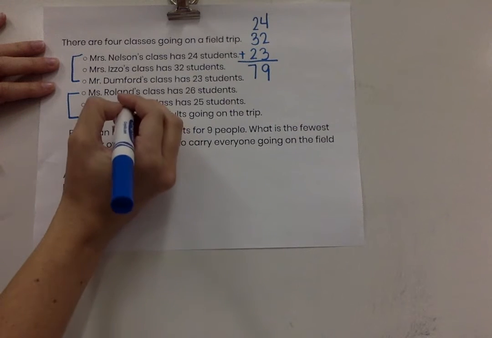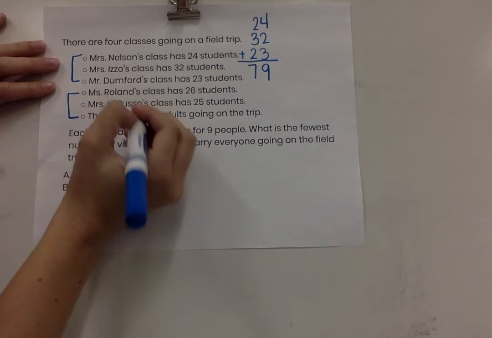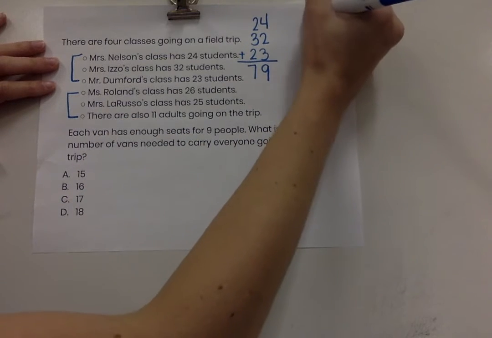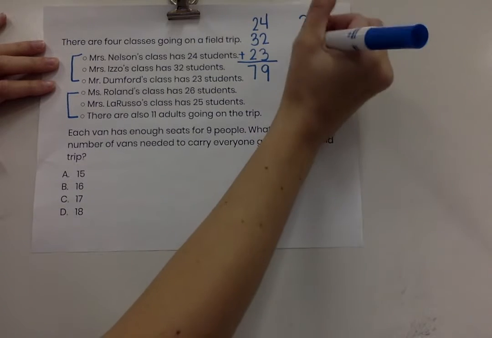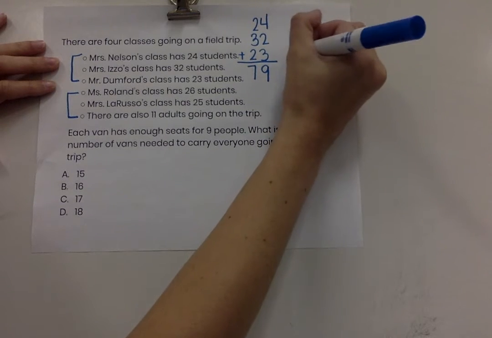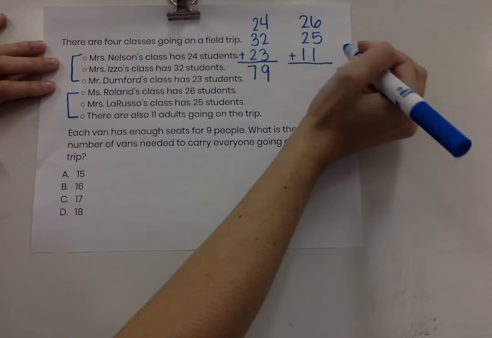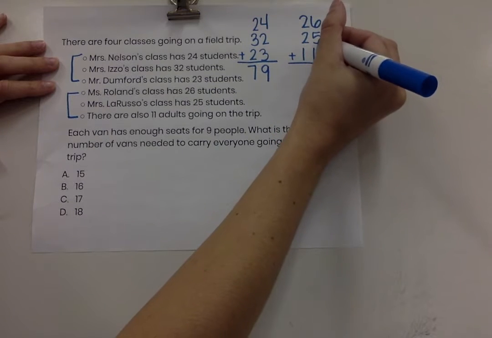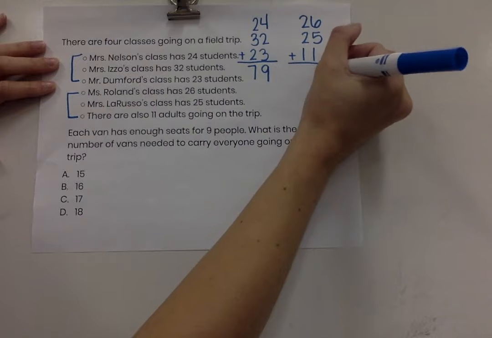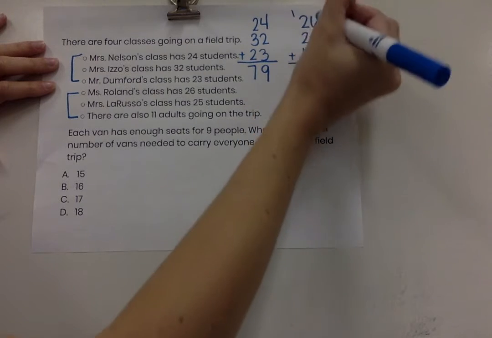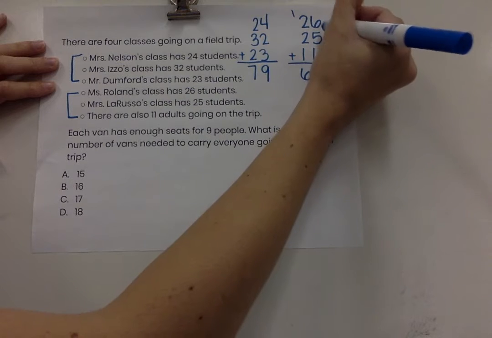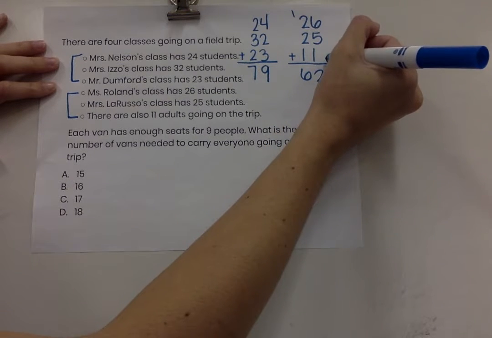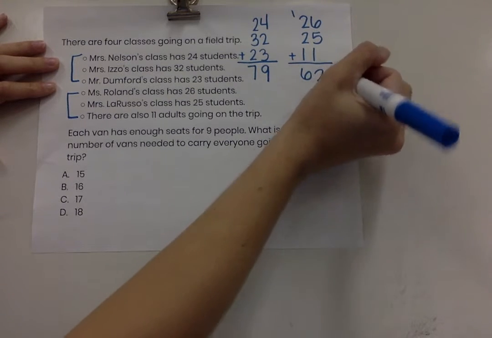Now I'm going to go ahead and add Miss Rowland's class, Miss LaRusso's class, and the adults. So Miss Rowland has 26, Miss LaRusso has 25, and there are 11 adults going on the field trip. Well, I know that 1 plus 5 is 6, 6 plus 6 is 12, 2, 4, 6. So with Miss Rowland's class, Miss LaRusso's class, and the adults, we have a total of 62.